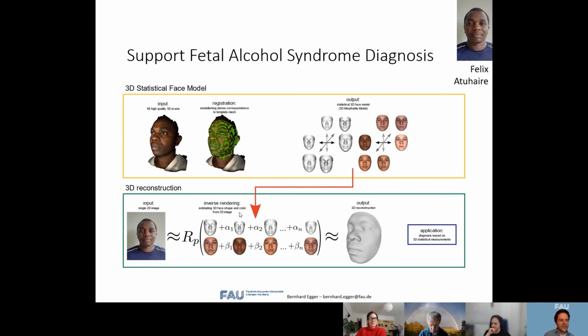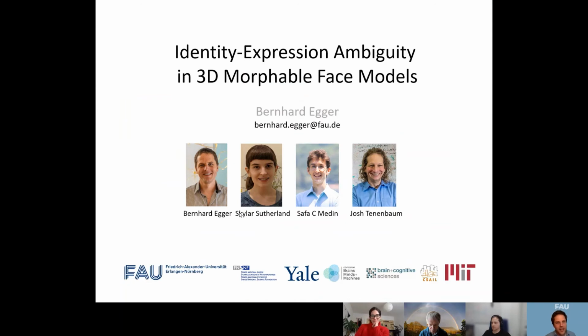And now I would like to start with what I actually promised you. I lost a bit track of time, but I think I'm fine time-wise. And that's the identity-expression ambiguity. And that's a short paper that we put together last year and presented it at the Face and Gesture conference. And the very basic idea is really to learn more about 3D morphable models, and in particular learn more about how they model identity and expression.